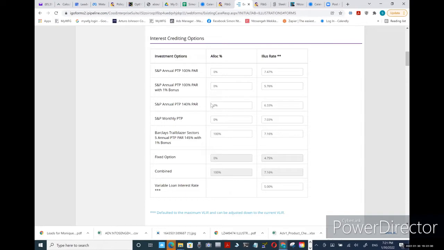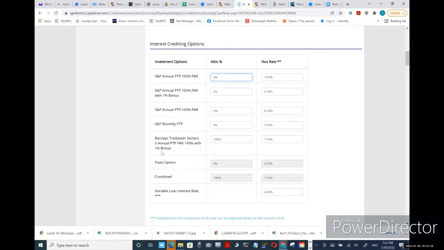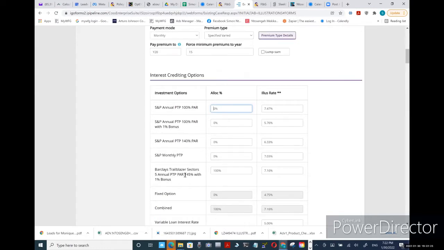Now, index crediting, very important. I just did something here. I took it off from S&P 500 annual point to point, which is looking great here. If you go just for 100% participation rate, but Barclays Trailblazer Index Sector 5 annual point to point at 7.16 would beat S&P at any point because of the participation rate of 145% given to it. It means that if Barclays were to go up by 10 points in the real index in the market, then those that have a policy with F&G tied to Barclays will make 14.5% instead of 10%.